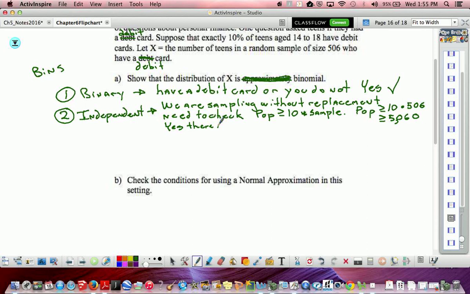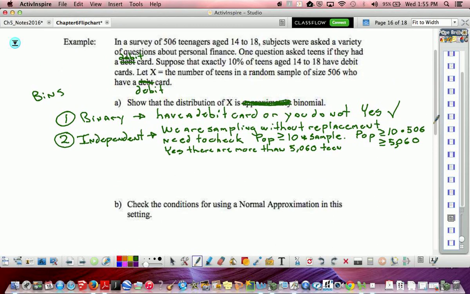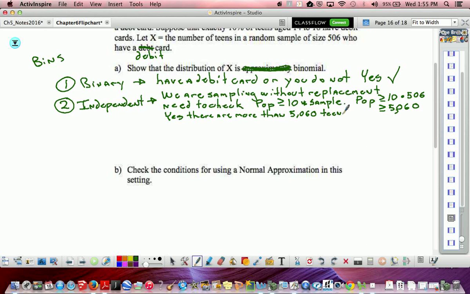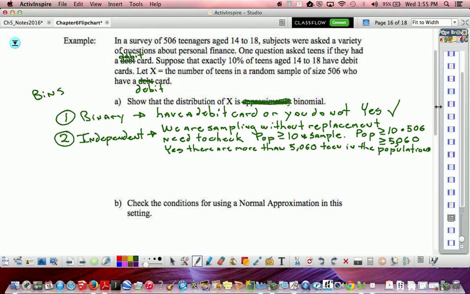There are more than 5,060 teens. Did they say in the United States here? I don't think they did. They don't specify, so I'm going to kind of assume. You could even say a large city and you'd be fine.